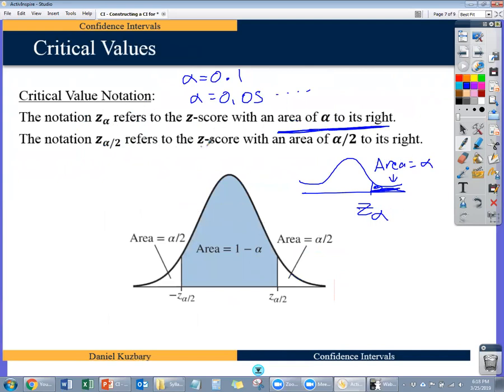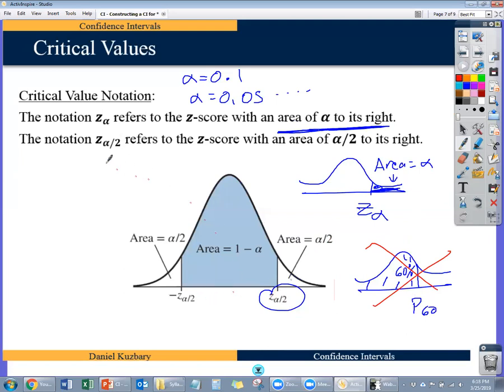Similarly, Z sub alpha over 2 refers to the Z-score with alpha over 2 to its right. So here's a better picture. Z sub alpha over 2 is right here. The area to the right is alpha over 2. That's what that notation means. It's kind of like the opposite of the percentile notation, where if you remember, P60 was the number for which 60% was to the left. It's the opposite of that, so it's not the left, rather alpha over 2 is to the right.